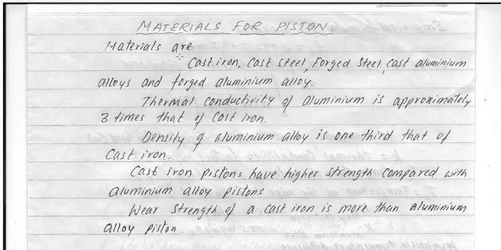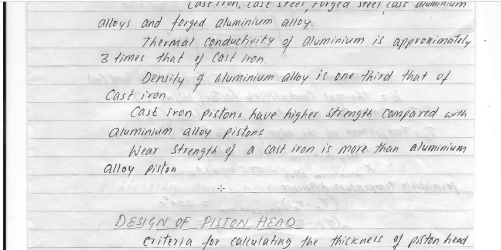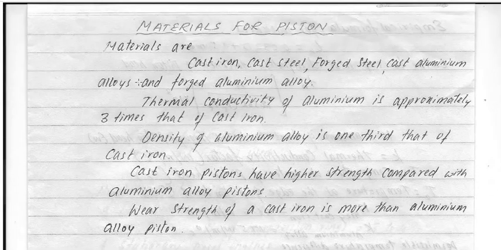The material for the piston. Cast iron, cast steel, forged steel, cast aluminum alloy, and forged aluminum alloys are used for the manufacturing of the piston. The thermal conductivity of aluminum is approximately 3 times that of cast iron. The density of the aluminum alloy is 1/3 that of cast iron. Cast iron pistons have higher strength compared with aluminum alloy pistons, so the wear strength of cast iron is more than aluminum alloy pistons. By considering all these factors, we can select the appropriate material for the piston.